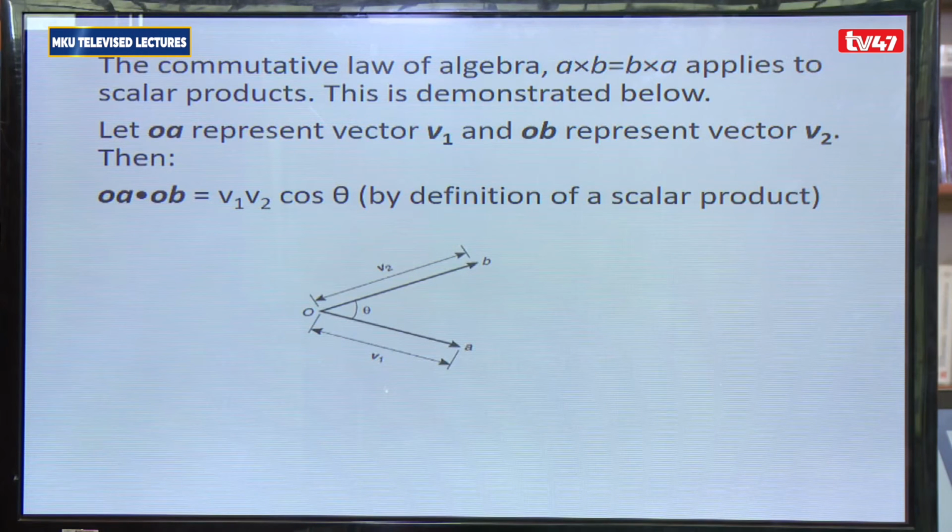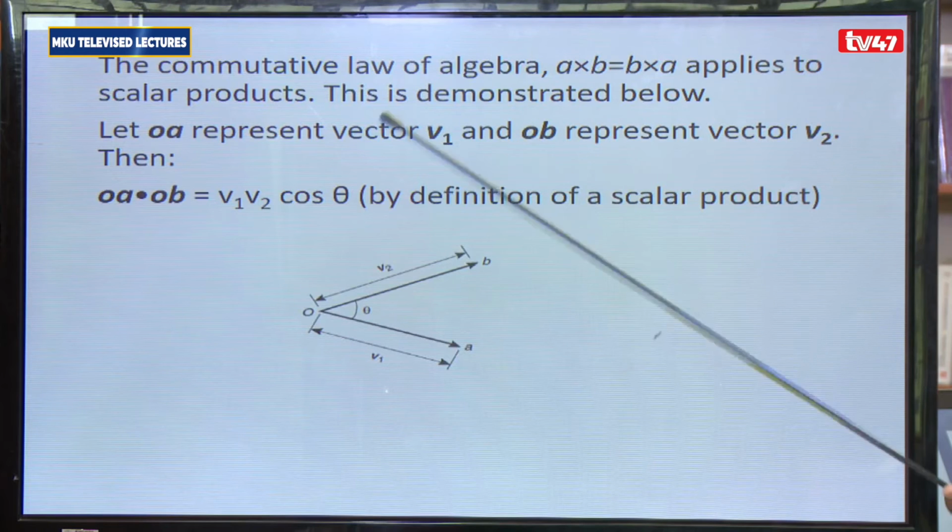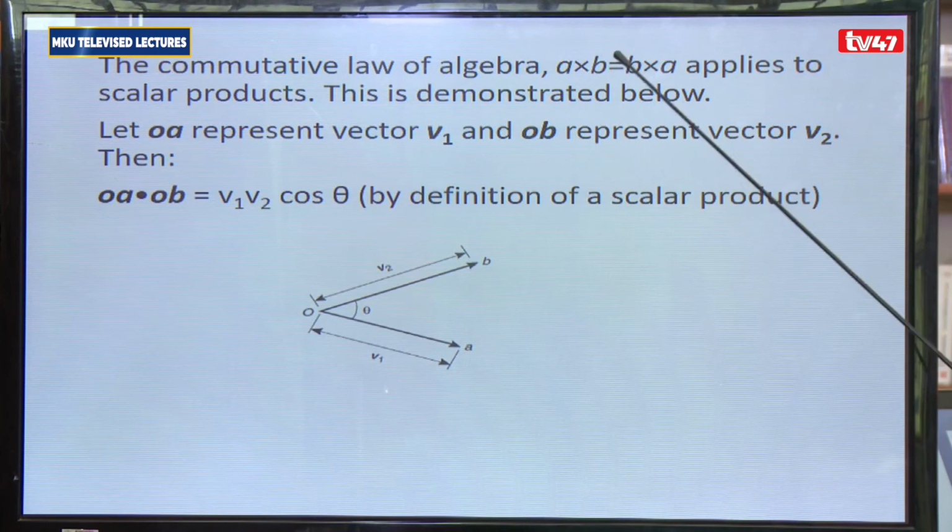Now, we usually say that dot product follows the commutative law of algebra, which says that if you have a vector A multiplied by a vector B, you are going to get the same answer as having B multiplied by A. And therefore, it does not matter which one we start with.